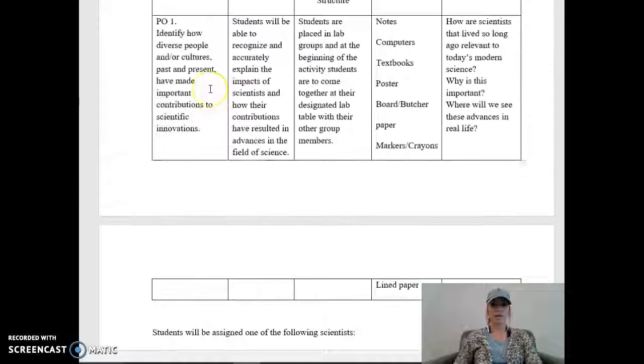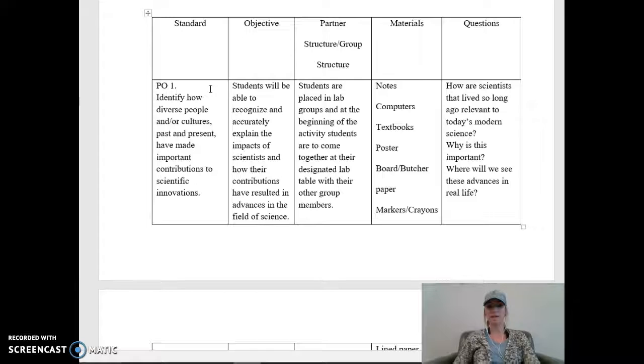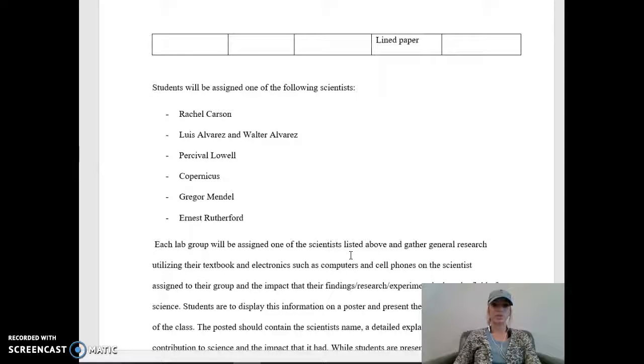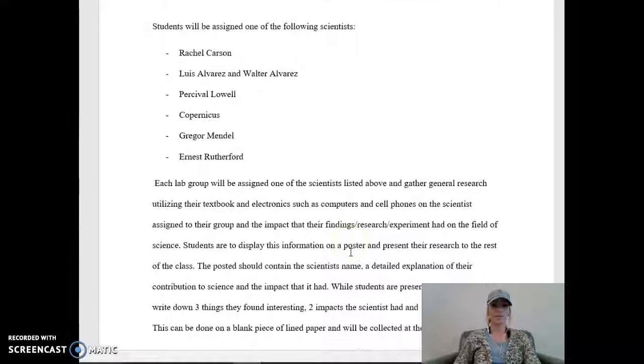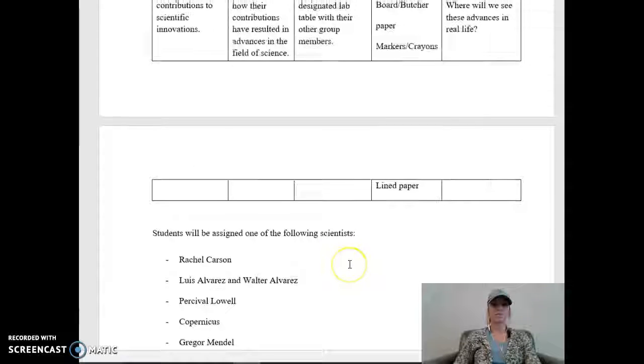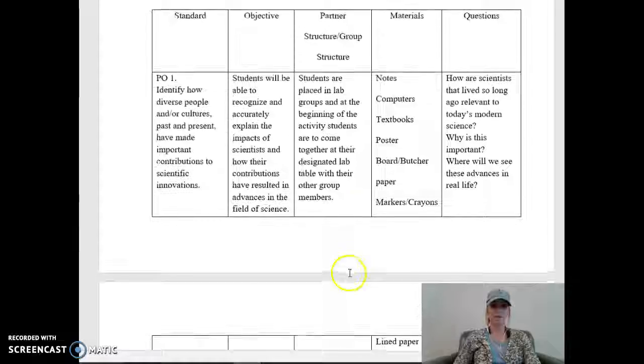And so that is a question that may or may not be asked, but it's important that we go back to the fact that we're trying to find out why and how their contribution was important. That's another question, is why is this important and where will we see these advances in real life? So students want to understand why it's relevant to them and why it's important, and I think those are good questions that they should be asking and can then be turned into like discussion questions or whatever. The students, they can talk about it in their lab groups.